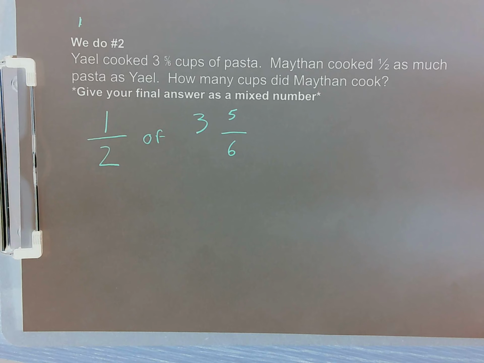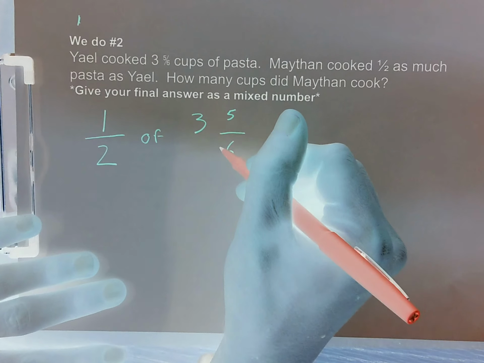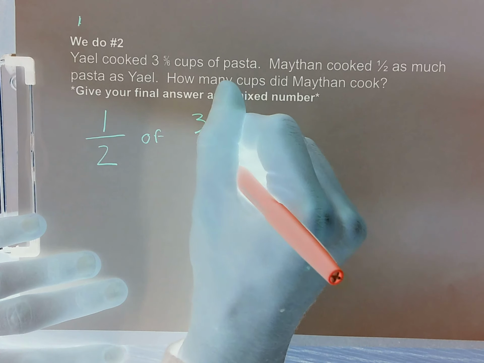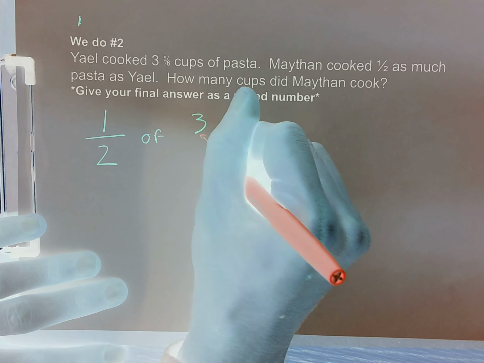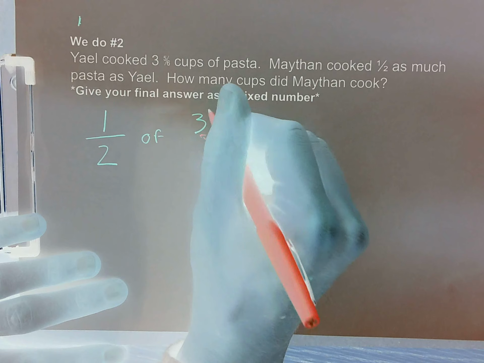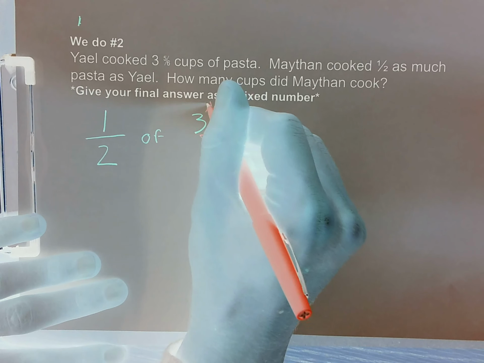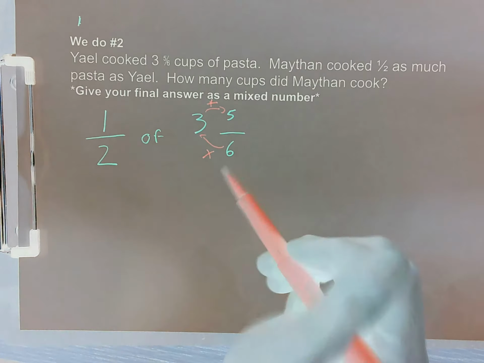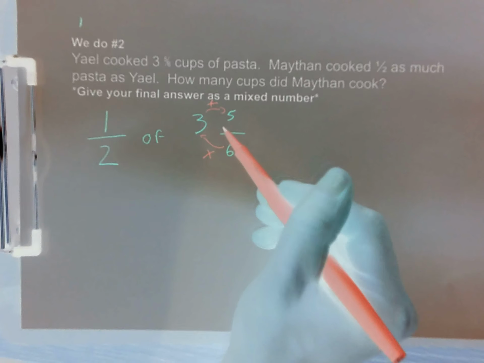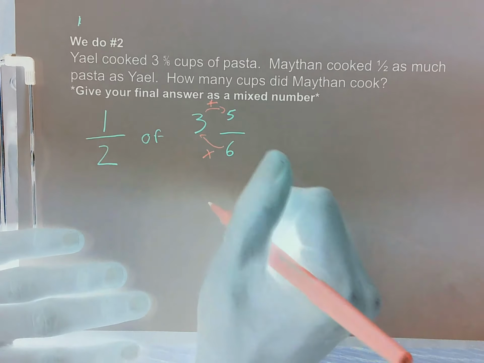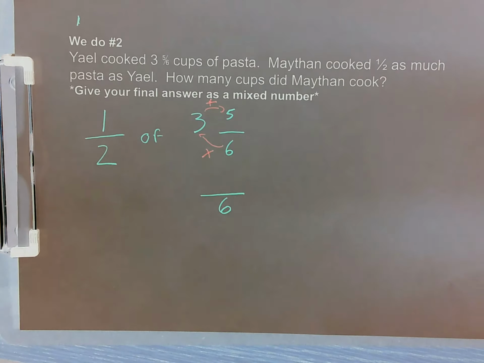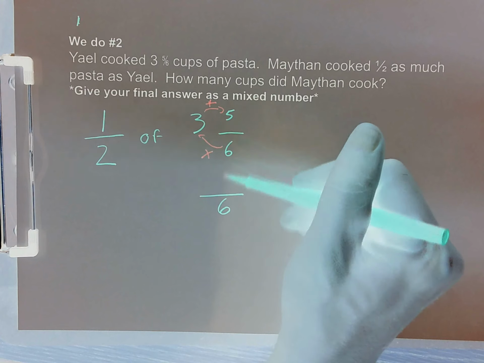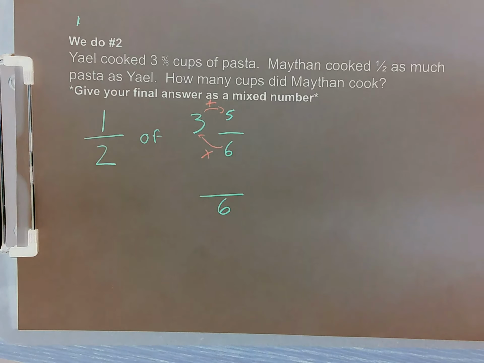Now again, before we can solve this, we have to convert our mixed number into an improper fraction. We can do that by multiplying 6 times 3 and then adding 5. So let's all do that on our own. 6 times 3 is what? And then add 5 more. And keep your denominator the same. So we know our denominator is going to be 6. Go ahead and convert 3 and 5/6 to an improper fraction on your own.